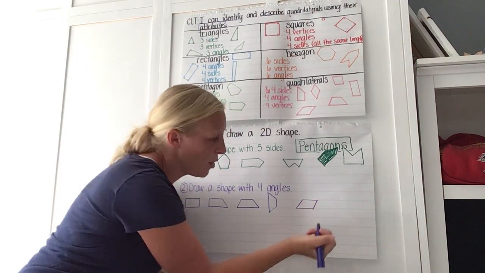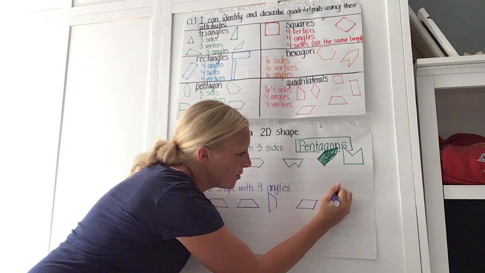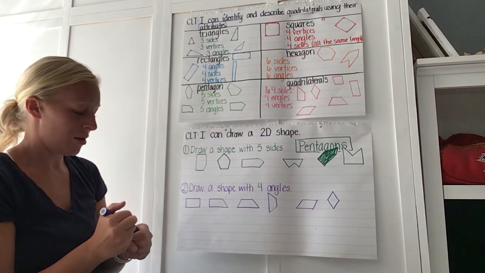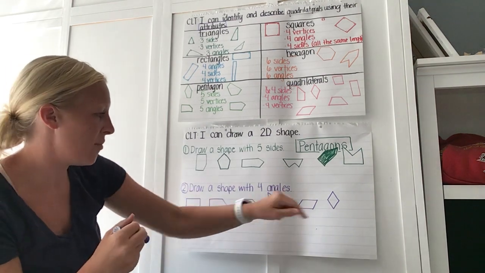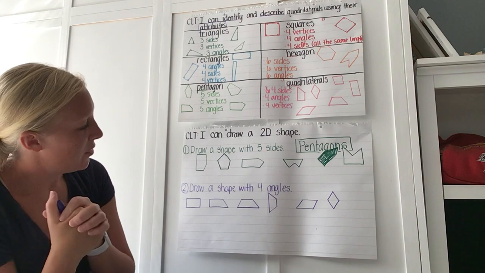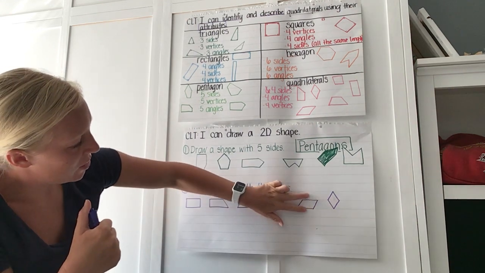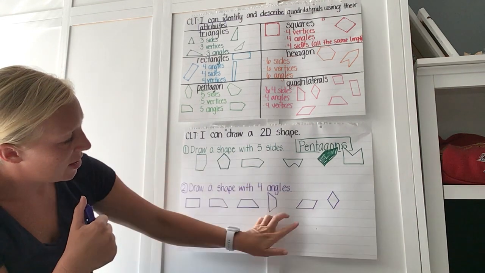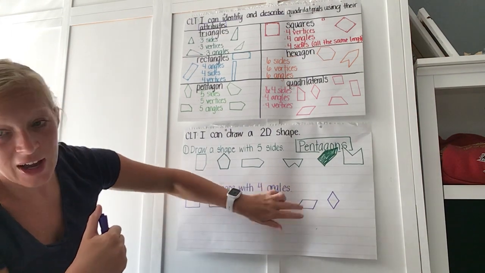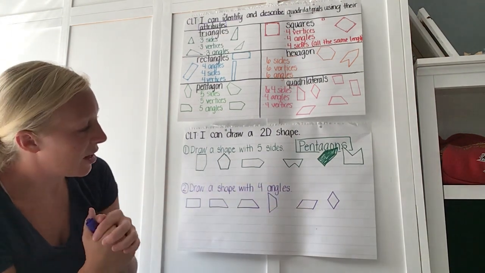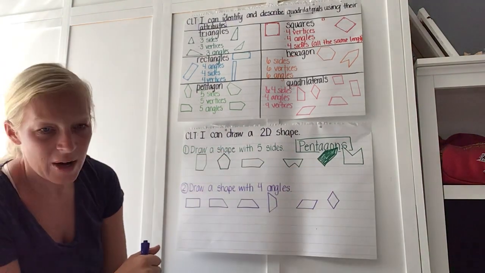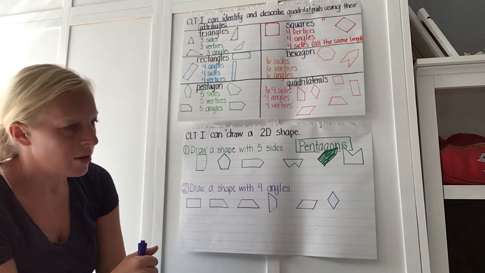Okay, that was the first person's. And there's the second person's, A and B. How are yours different? These 2 sides are the same length. These are, but these are not the same length as this side, okay? Yeah, it's a little bit like a square. Is it a square? How come?